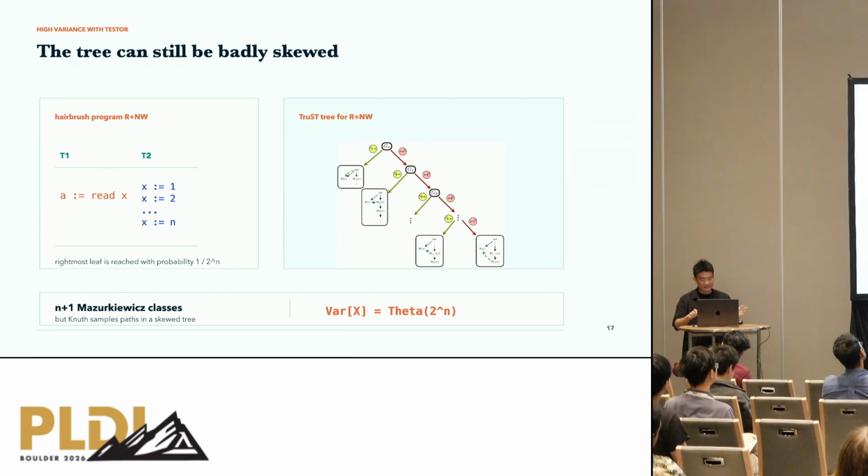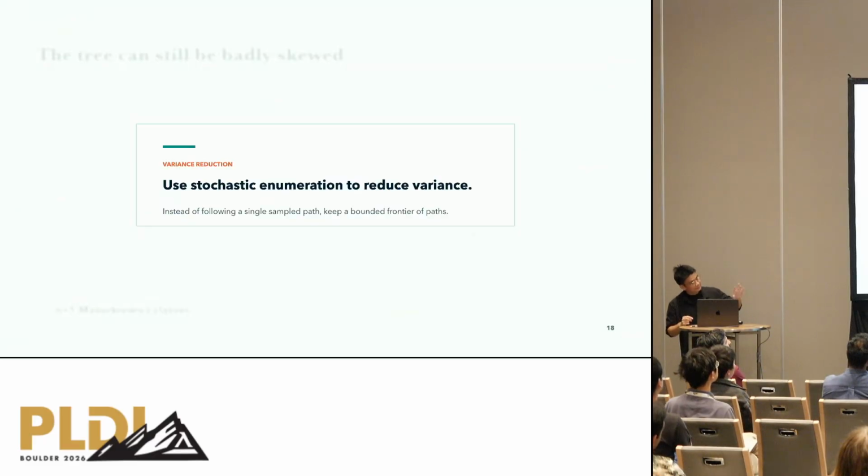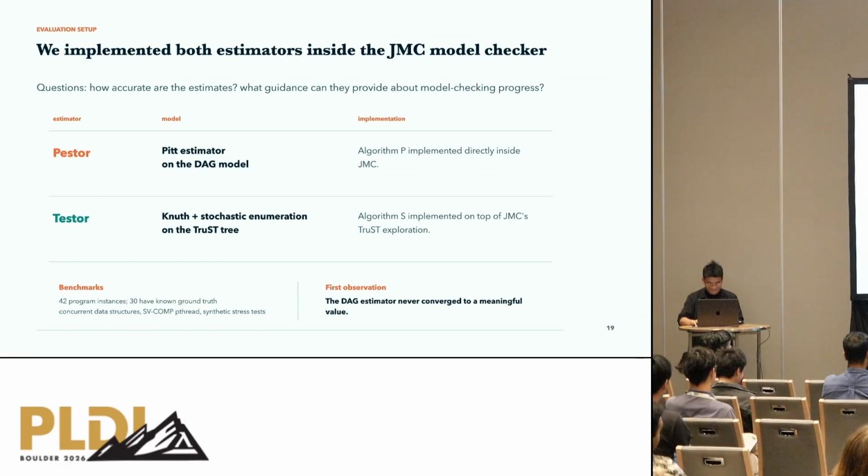And this is a classic example which we call the hairbrush tree, which is often referred to by people in statistics when they're trying to reduce the variance of the Knuth method. The lucky thing is that the Knuth method is very popular, and there is an extensive study by people who are trying to reduce the variance. So we use this method called stochastic enumeration to reduce the variance.